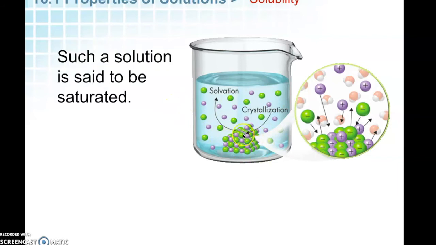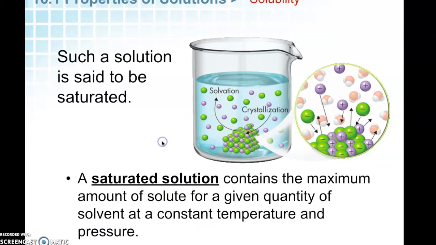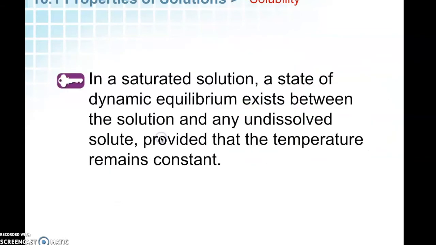When we have a solution where some is dissolving and some is crystallizing at the same rate, that's what it is, okay? It means it contains the maximum amount of solute possible to dissolve. We can't add any more. It won't dissolve if we add more. So in a saturated solution, there is dynamic equilibrium, which means some goes out of solution, some comes back into solid. That's what dynamic equilibrium means.